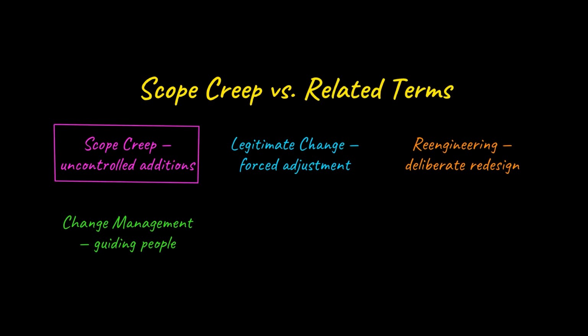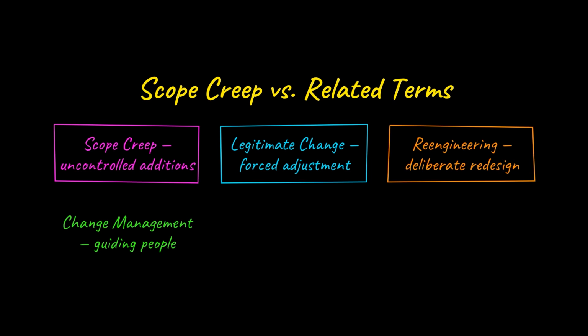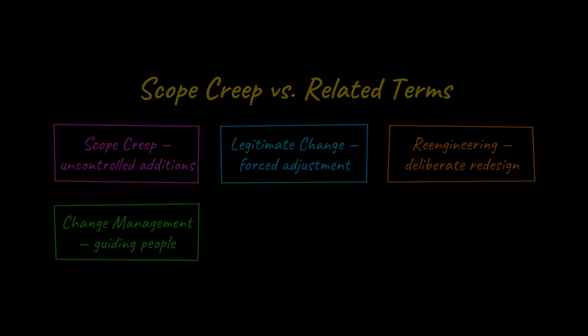Scope creep is easy to confuse with related concepts. Legitimate scope change responds to external forces like new regulations. Re-engineering is intentional process redesign. Change management guides people through transitions. None of these are the same as informal, uncontrolled feature additions.